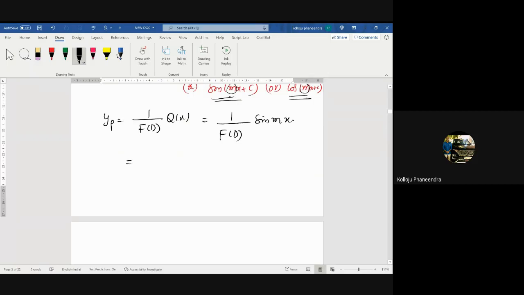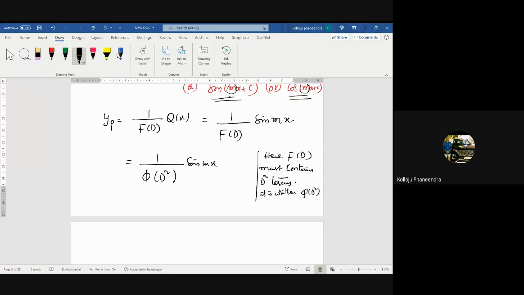Then this equals 1 by phi of d square into sin mx. What is the meaning of this? Here f of d must contain d square terms. Okay, it is written as phi of d square. That's it.